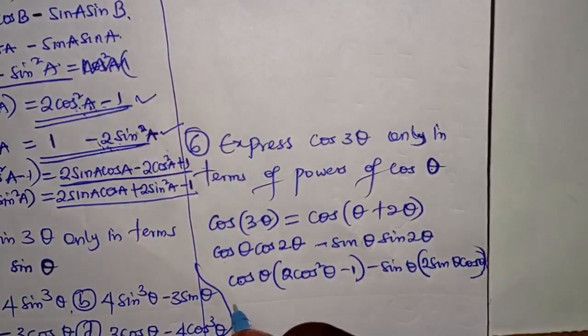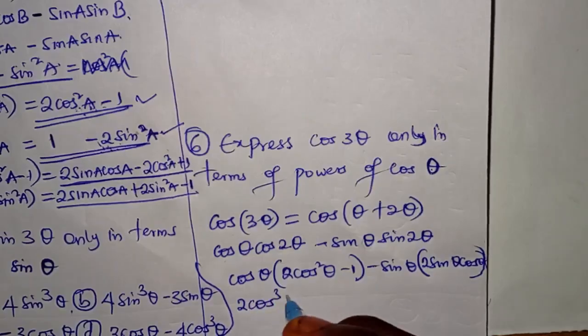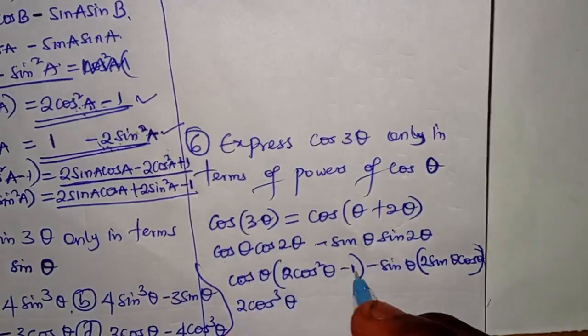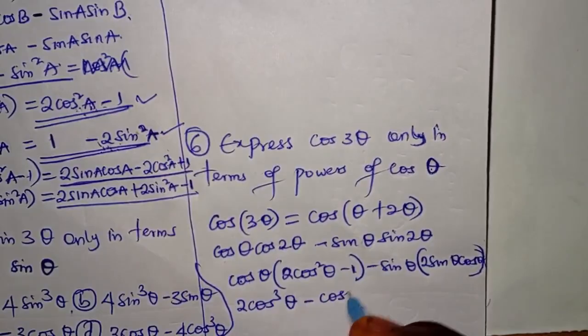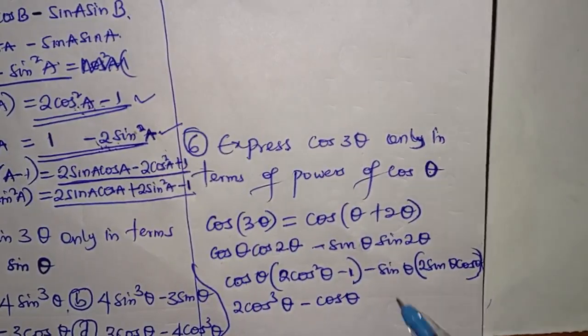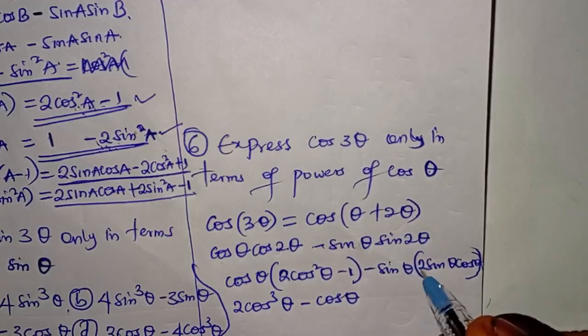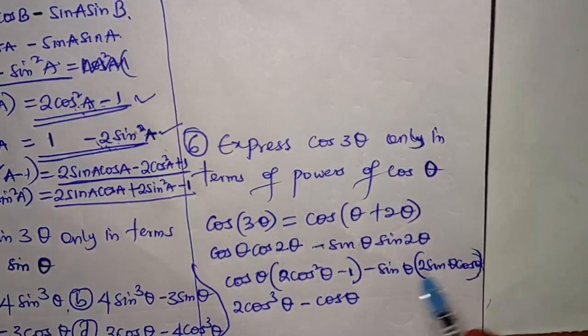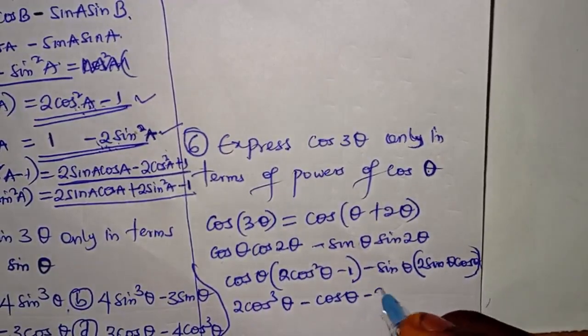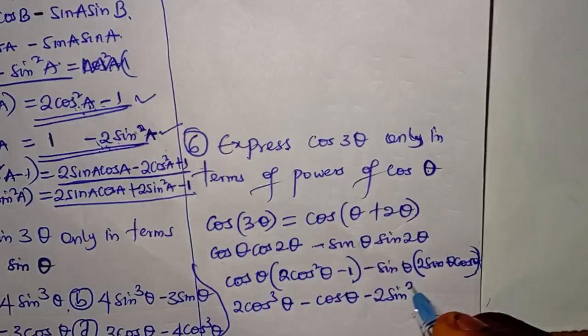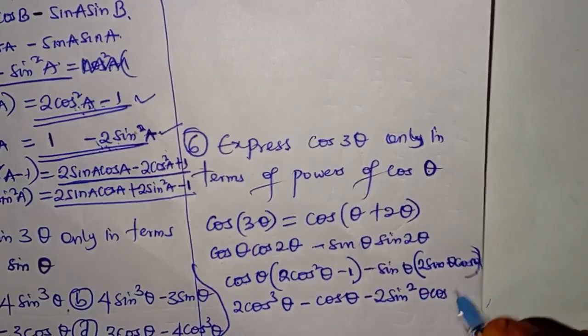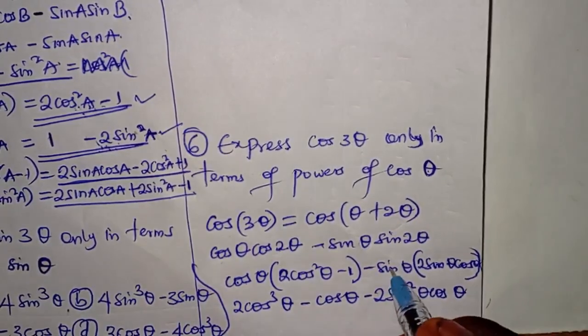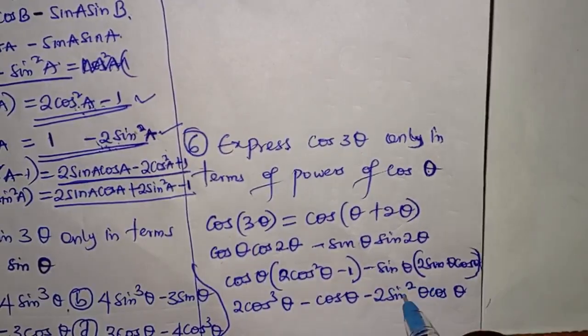Cos theta times this will be 2 cos cube theta. Cos theta times minus 1 minus cos theta. Minus sine theta times 2 sine theta cos theta. If I multiply them, it will now be minus 2 sine squared theta cos theta, because sine theta times sine theta is sine squared theta.